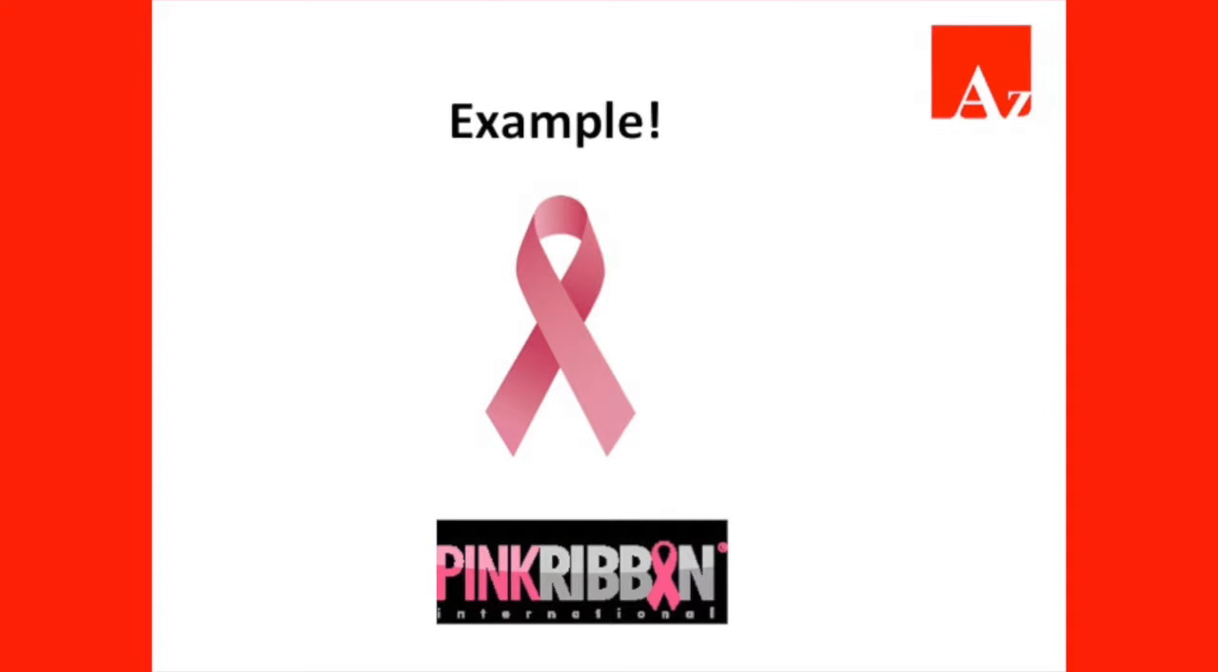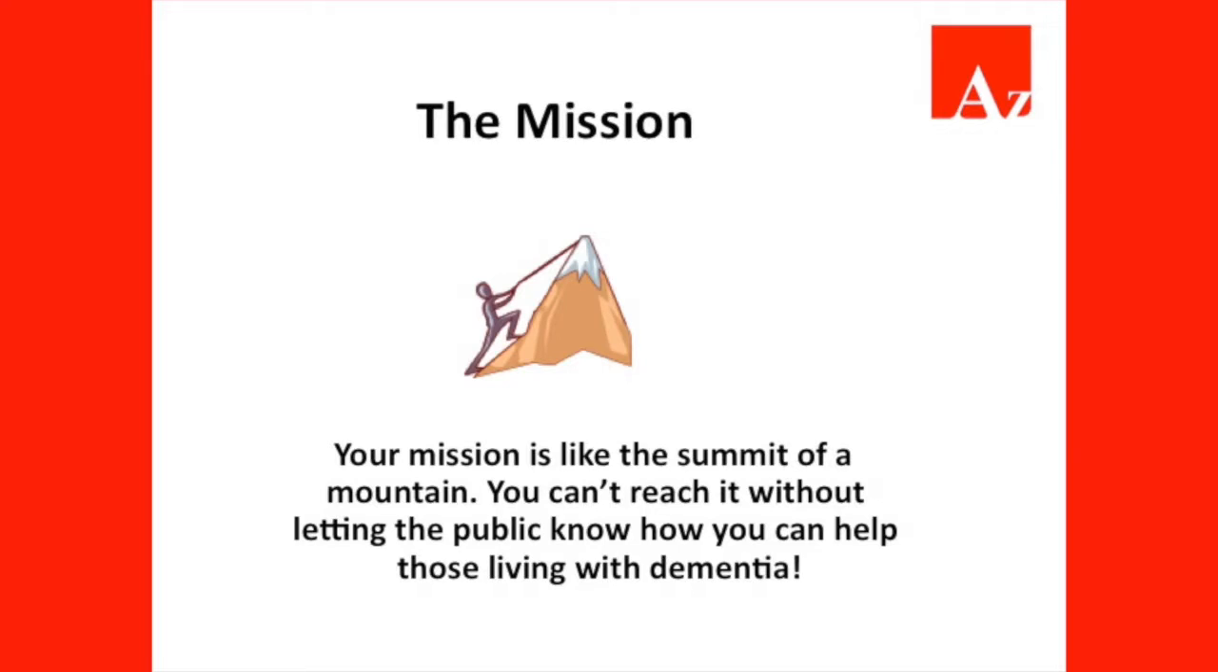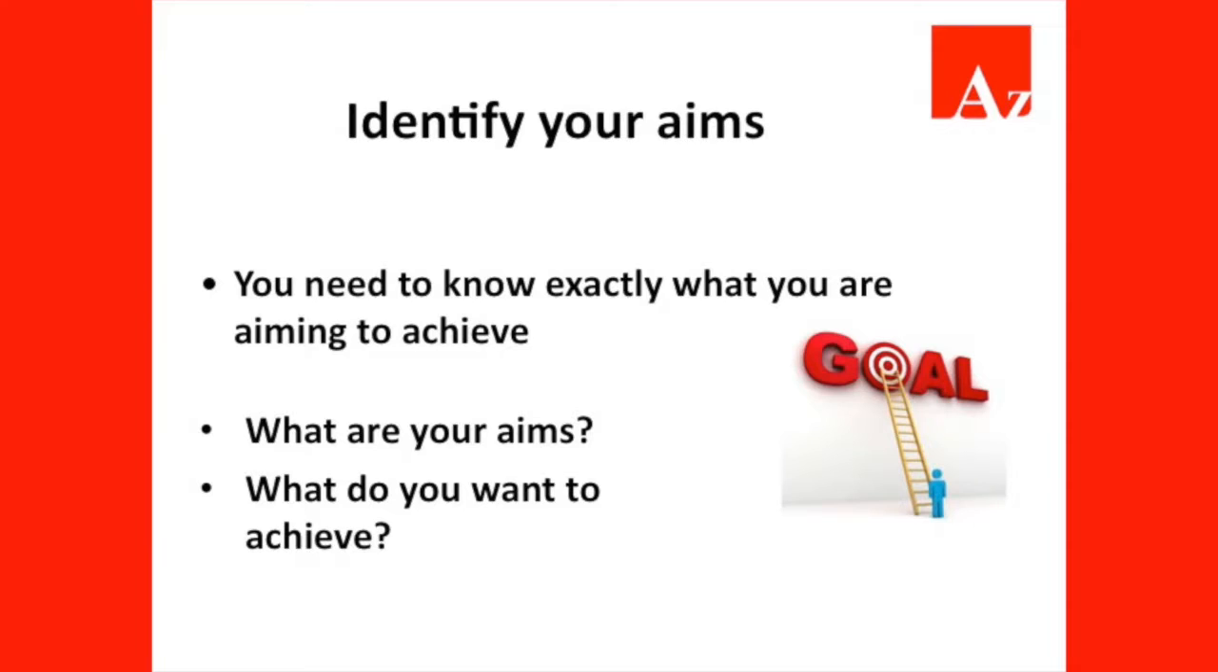I'm sure you will agree with me that having a mission on its own is not enough. It's like trying to reach the top of a mountain, but in order to do that, you need to let the public know what you are doing and how you are helping people with dementia and their caregivers. So the first important thing is to identify your aims. You need to know exactly what you are aiming to achieve. What are your aims? If somebody asked me what ADI does, I would be able to say it in a couple of sentences.